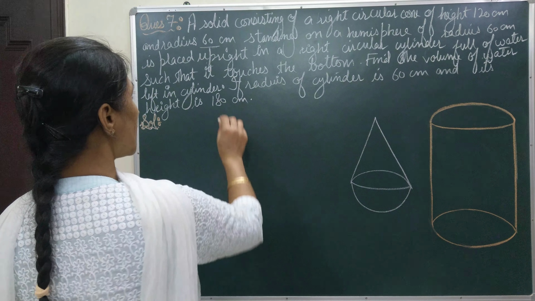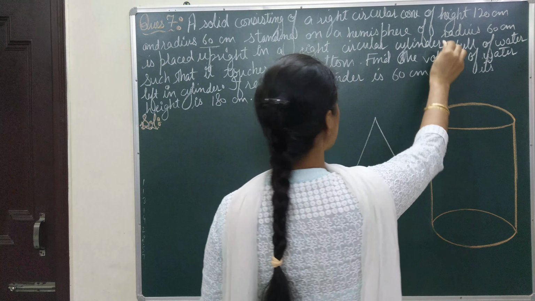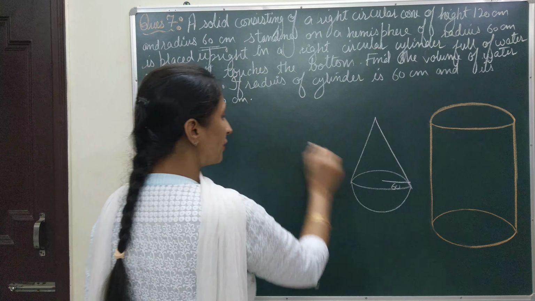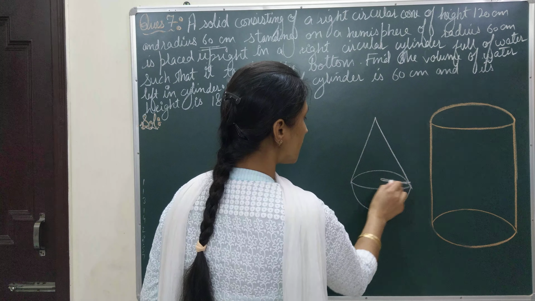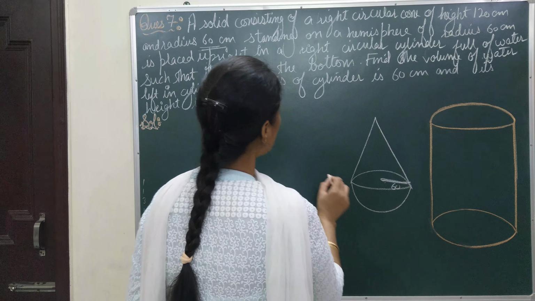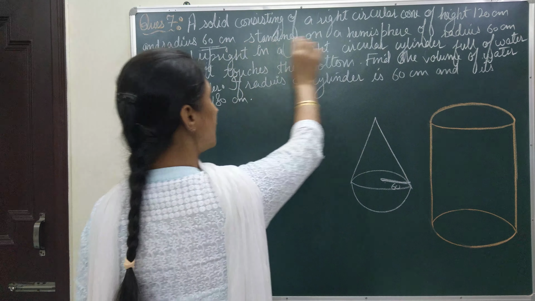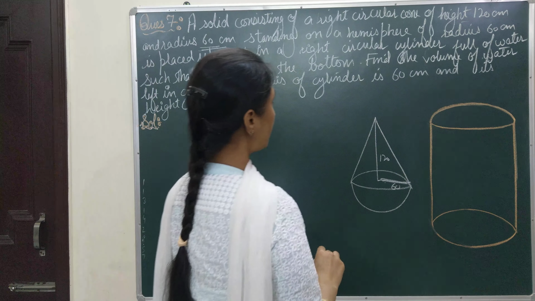Next is, we are given that the hemisphere has radius 60 and the same is the radius for the cone. Okay, they are using this radius, same is the radius for the cone as well as the hemisphere. Also you are given that the height of this cone is 120 centimeters.